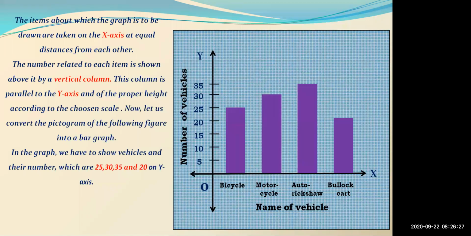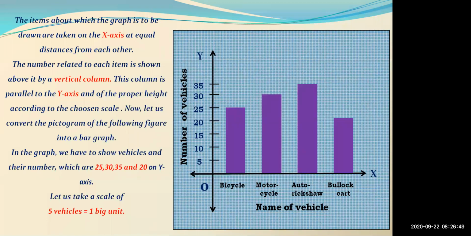And what is the scale here? You have to take the scale. 5 vehicles is equal to 1 big unit. 1 unit means 1 centimeter you have to take for 5 vehicles. So this way the graph is given. So you have to represent this graph this way. Understood? This you have studied in the last lecture. Again, we will do the revision of this.